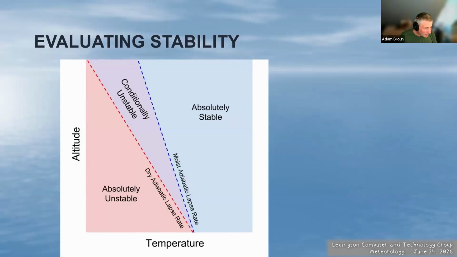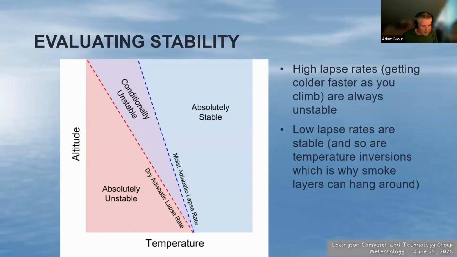And then in between these two lines, so between the blue and the red line, is what's called conditional stability or conditional instability. Because is that air going to be stable or unstable? The answer is it depends on how much moisture is in the air. If that air is very dry, it's going to be stable. If that air is very moist, it's going to be unstable. And that's because of that energy feedback loop that we talked about earlier.